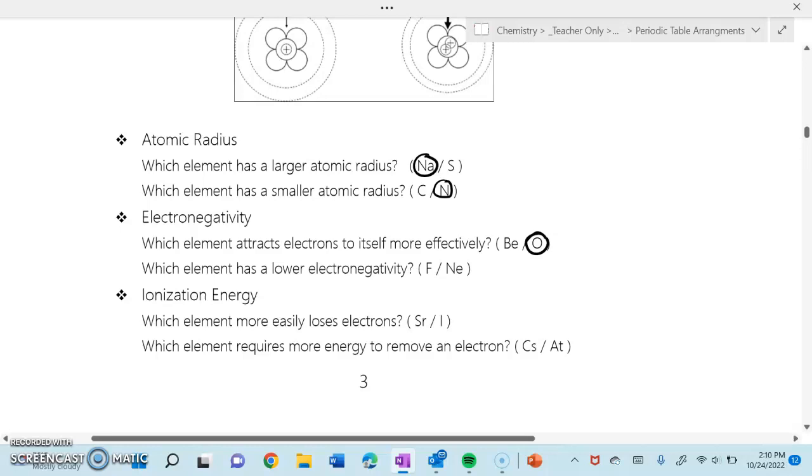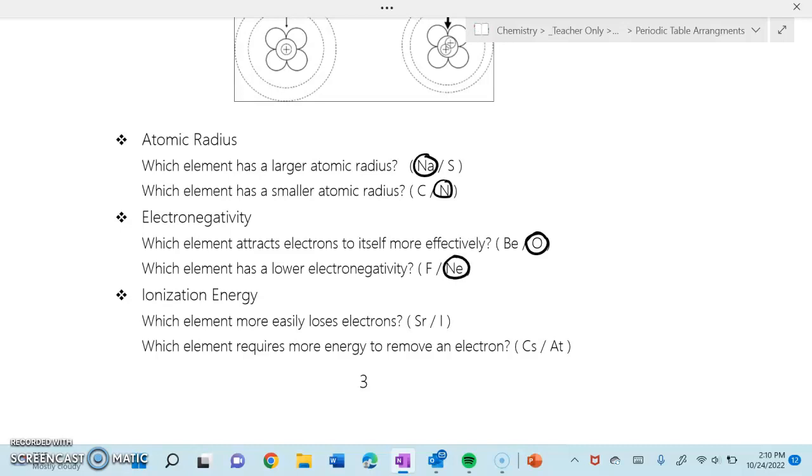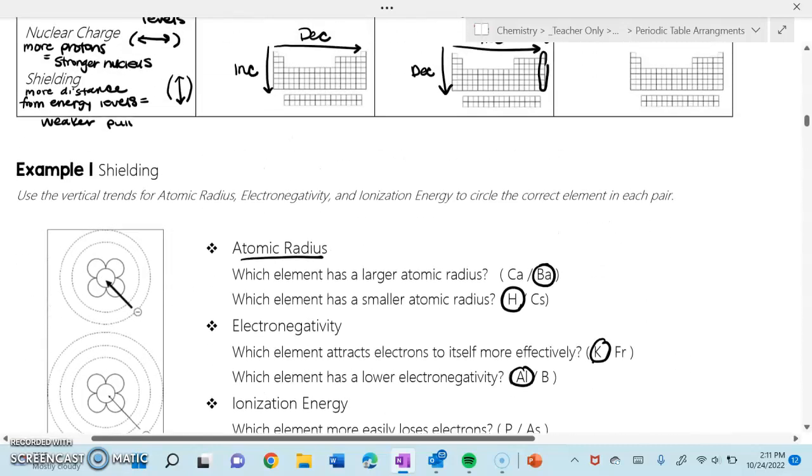And which element has a lower electronegativity? Fluorine or neon? Well, lower electronegativity generally would be to the left. It's fluorine. But remember, neon is a noble gas. It doesn't even have an electronegativity value because it doesn't care about pulling electrons. So neon would be the lower electronegativity. Kind of a trick there.